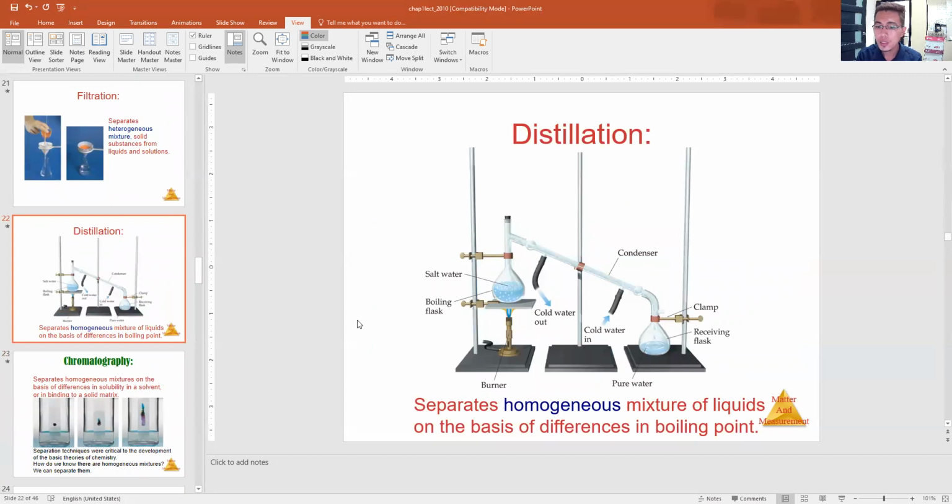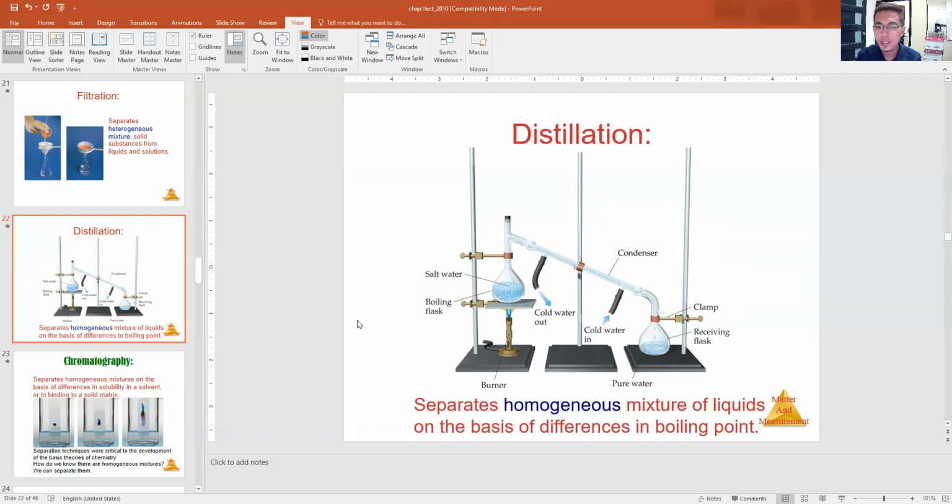Number 2 is distillation. As you can see in the setup, this is the setup for distillation. It separates a homogeneous mixture of liquids on the basis of difference in boiling point. The best example is the separation of essential oil, which we will conduct if we have time. Essential oil is the most common ingredient for perfume. Even citrus has an amount of essential oil that can be extracted.